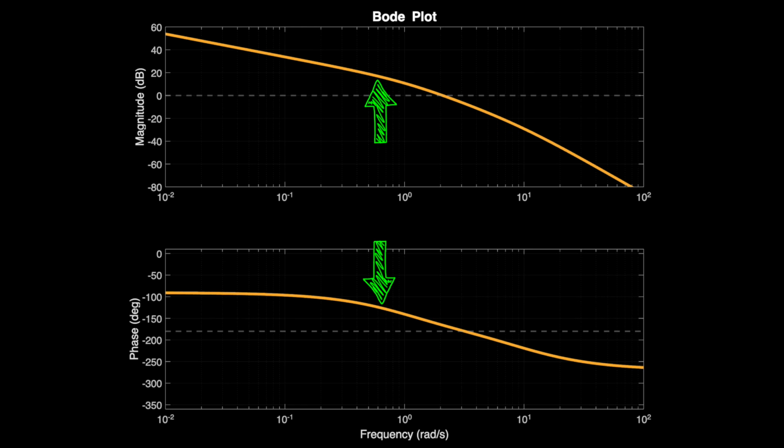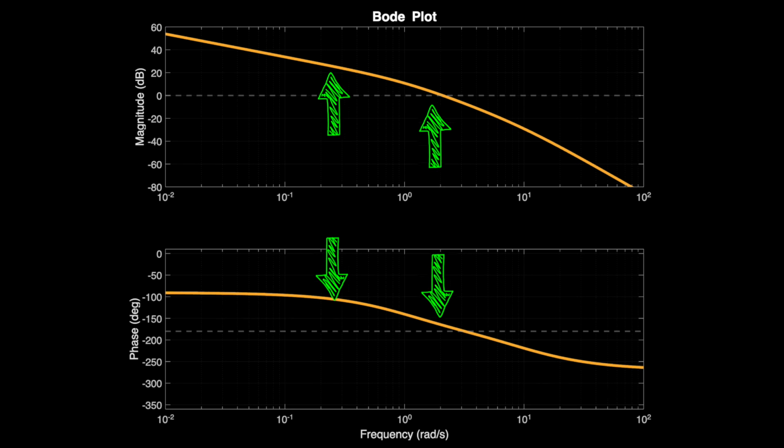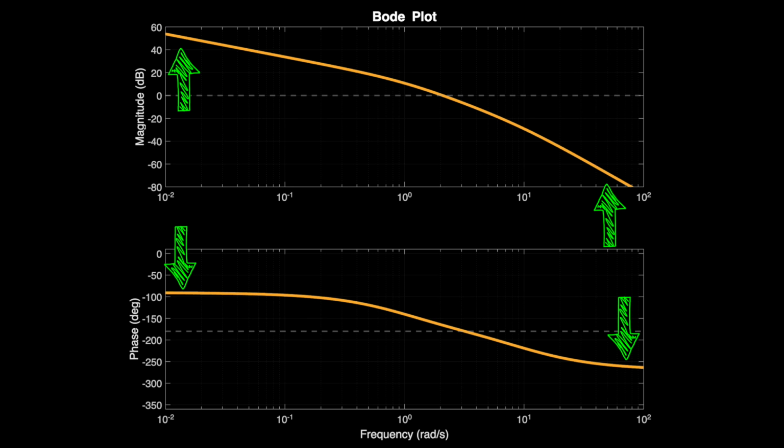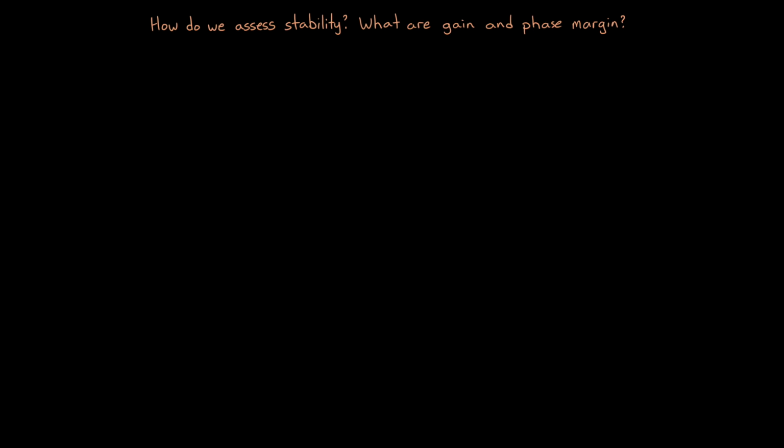By looking at magnitude and phase shift for a particular frequency, you can make a claim as to whether that frequency will grow or shrink when it's placed in feedback. And then, with that logic, we can look across the entire spectrum and understand the entire stability picture. So, that brings us to the third question. How do we assess the stability for each frequency, and what do gain and phase margin actually mean?